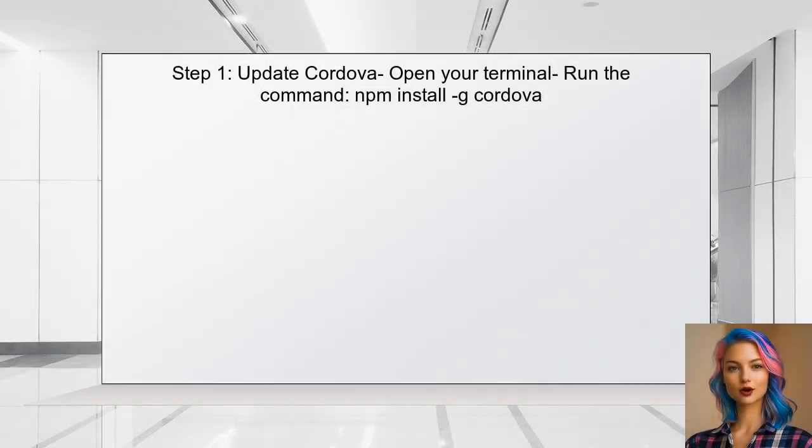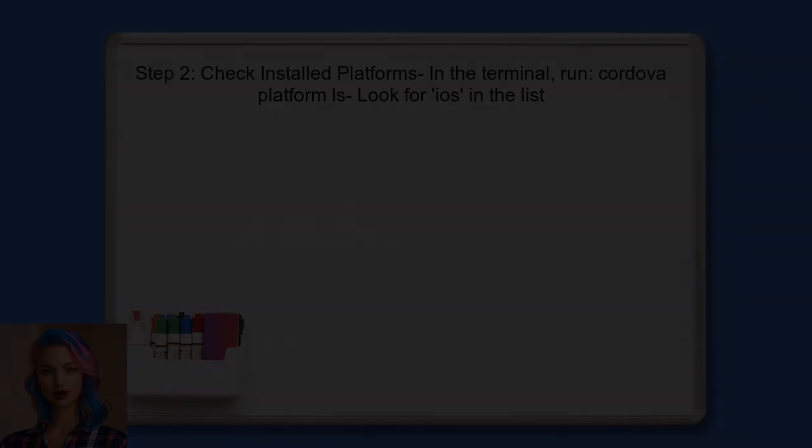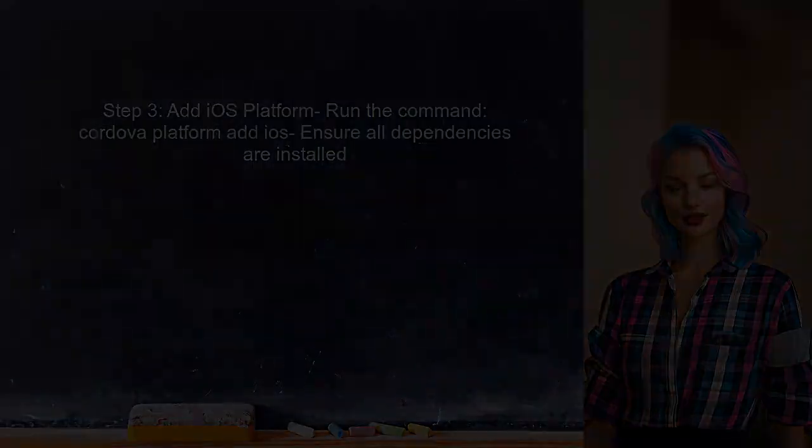To begin resolving this issue, the user should ensure that they have the latest version of Cordova installed. This can be done by running a simple command in the terminal. Next, the user should check if the Cordova iOS platform is installed correctly. They can do this by listing the installed platforms. If the iOS platform is not listed, the user should add it again. This time, they should ensure that all dependencies are met before adding the platform.